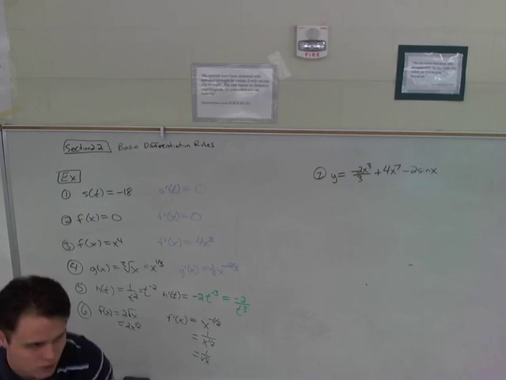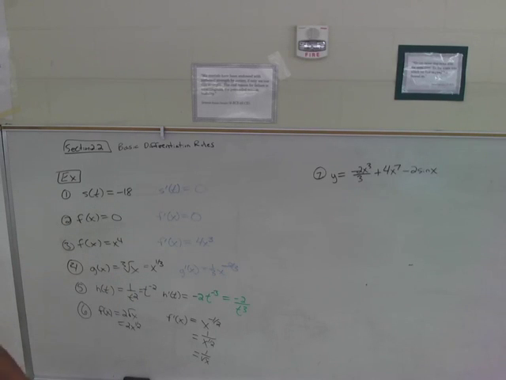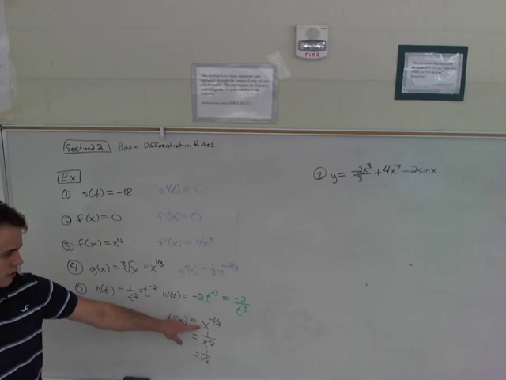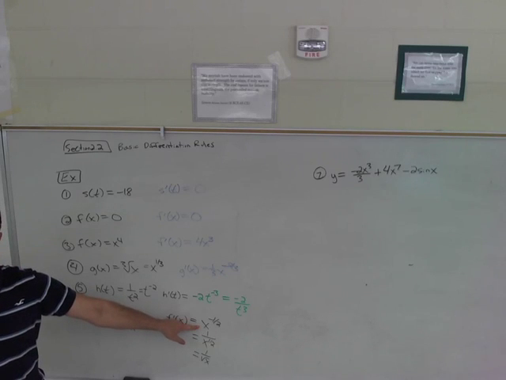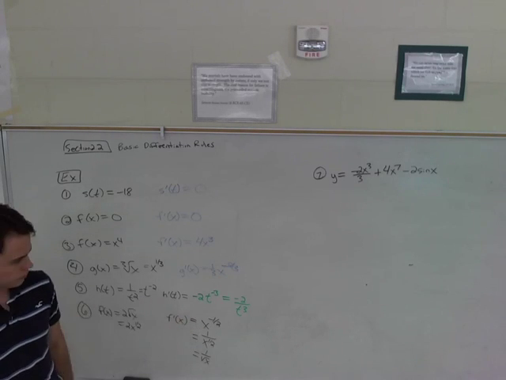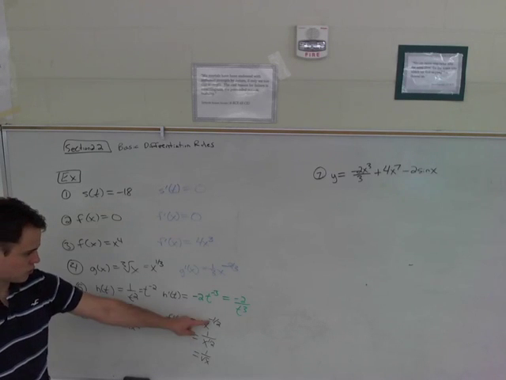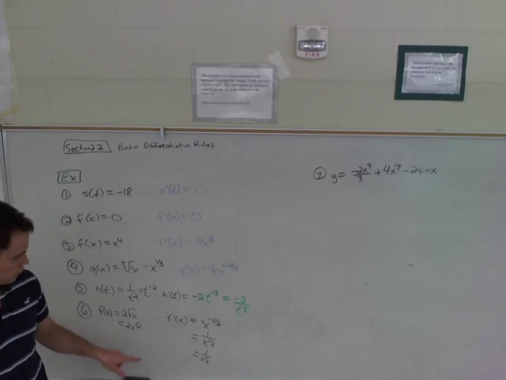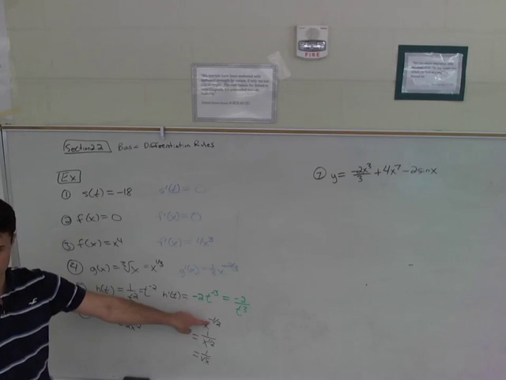I have a question. Where'd your 2 go right there? You have 2x to the 1/2, times 2 is 1. Okay. And then you subtracted your 1? Yep. 1/2 minus 1 is negative 1/2.